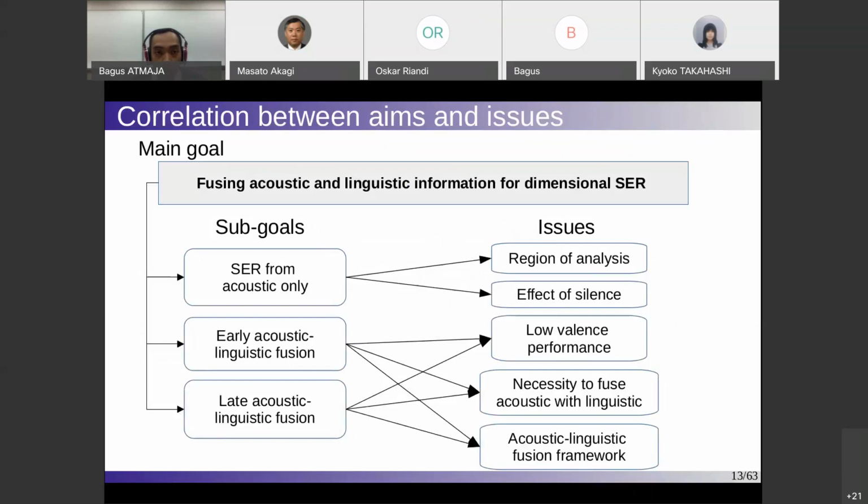And this is the correlation between the main goal, sub-goals, and the previous issues. The main goal is to fuse acoustic with linguistic, and then I divide it into 3 sub-goals. And this is the correlation between each sub-goal and the issues. For example, the first sub-goal is related to the first and second issue, while the second and the third sub-goals are related to the third, fourth, and fifth issue.